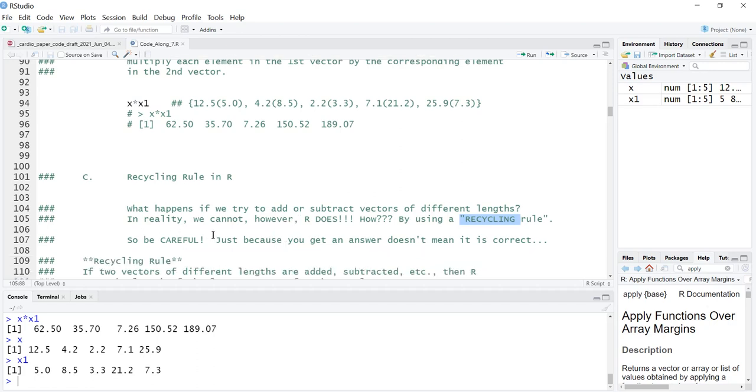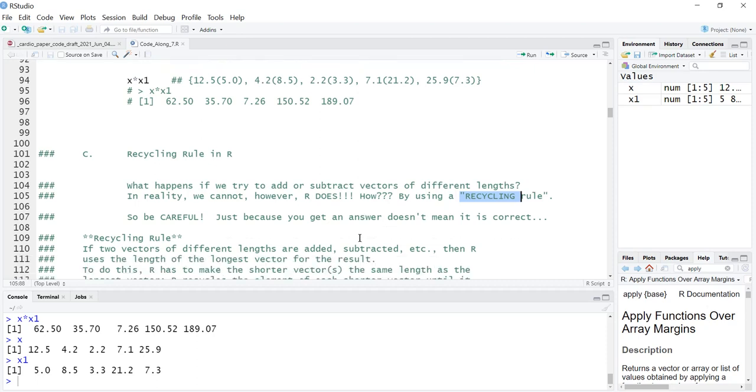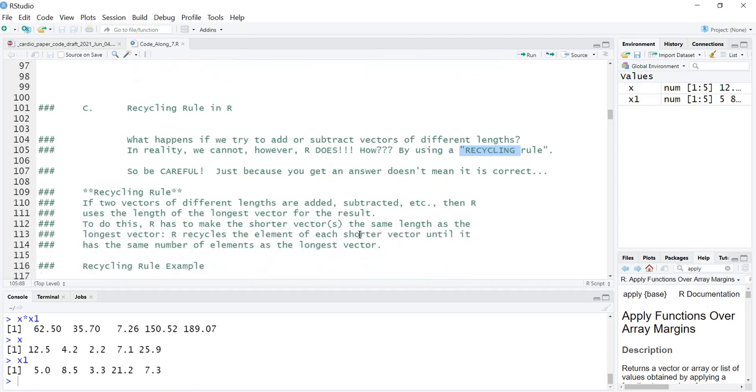Okay, so be careful. Just because you get an answer doesn't mean it's correct. And that is very true in R, and other programming languages as well. I'm not putting R down. Everybody does it. SAS, which is a very expensive program, does a similar thing. It treats it differently, but it does the same type of thing. Okay, so this is a common occurrence in software.